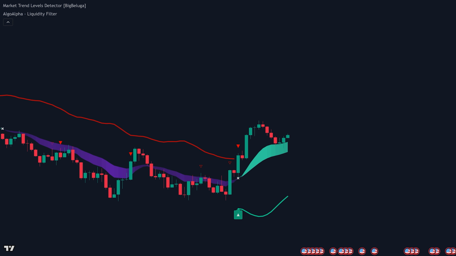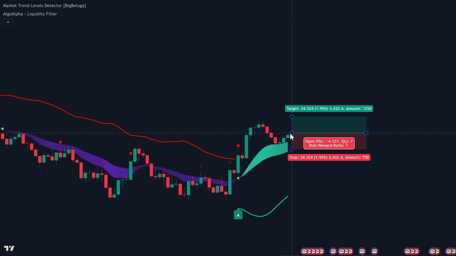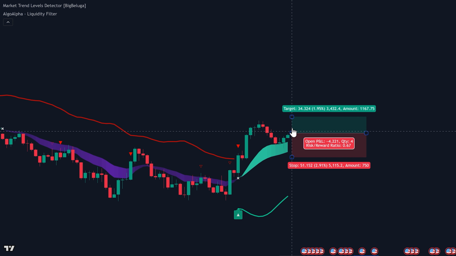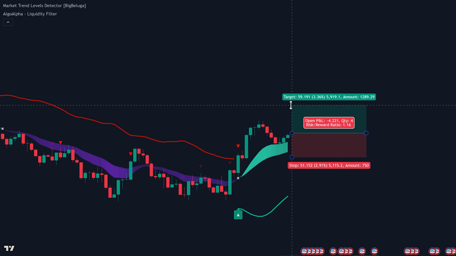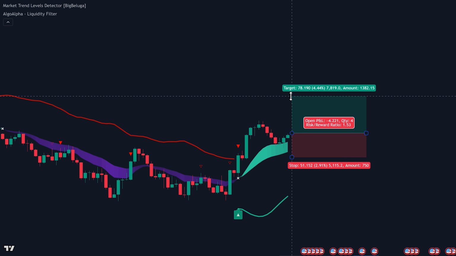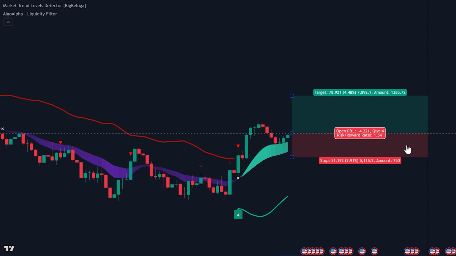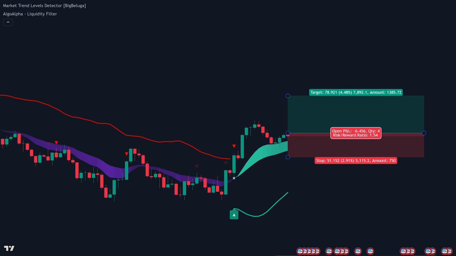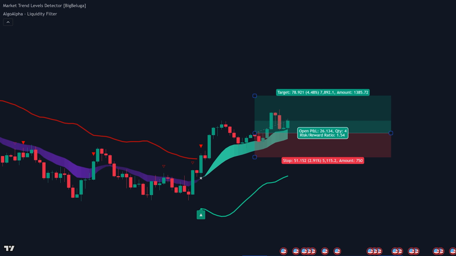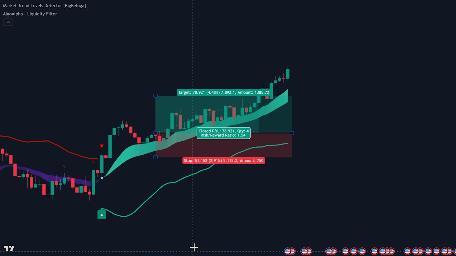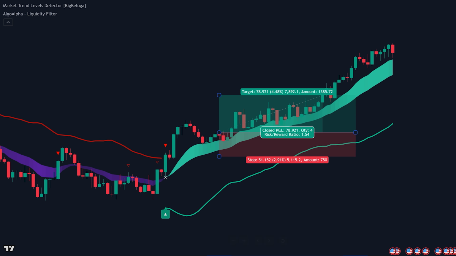With both the signal and confirmation in place, we execute a long position. The stop loss should be placed just below the market trend detector's trend band to protect against downside risk. For the take profit, we target a 1 to 1.5 risk-to-reward ratio. In this example, all criteria were met, and price moved in our favor, fully reaching the profit target. A clean and well-structured trade.